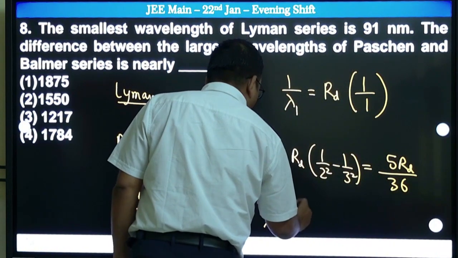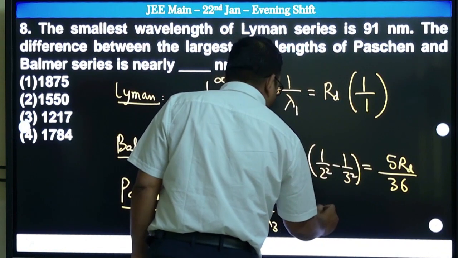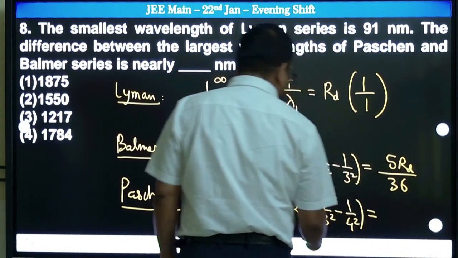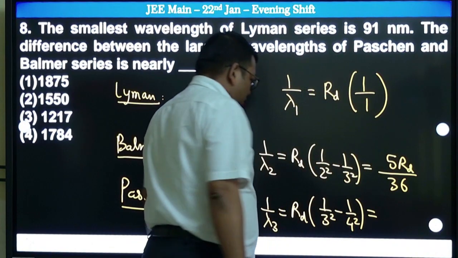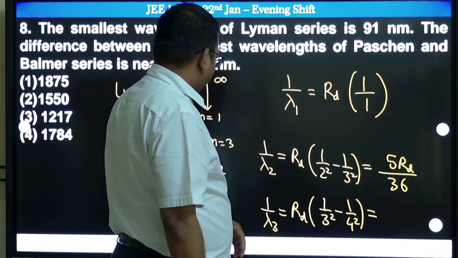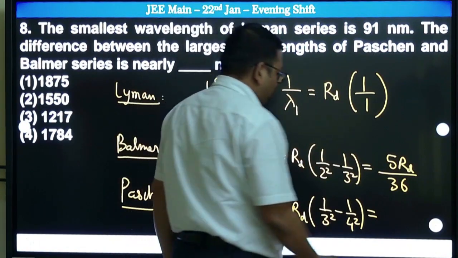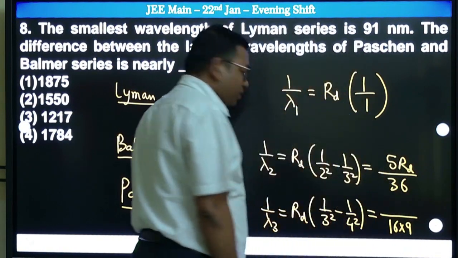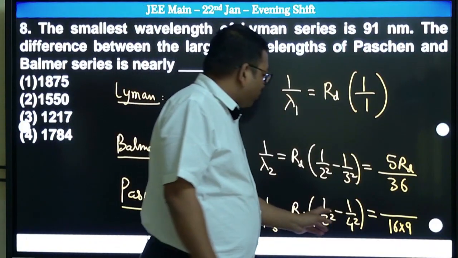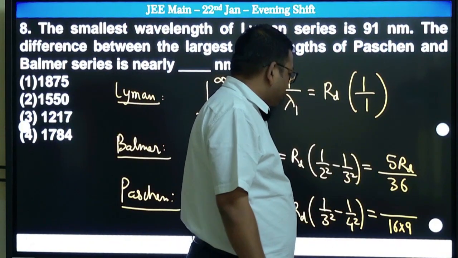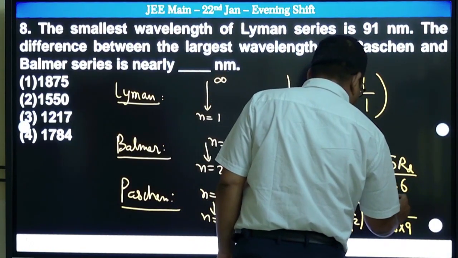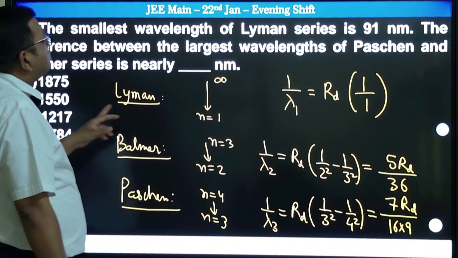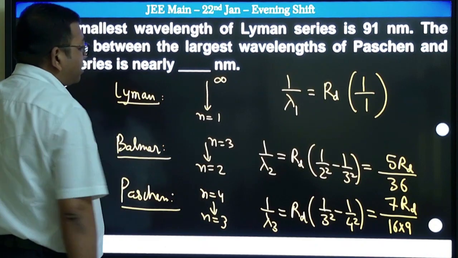Here, the Rydberg constant times 1 by 3 square minus 1 by 4 square. So 3 square is 9 and 4 square is 16. 16 into 9 is 144, we can take that, and 4 square minus 3 square is 16 minus 9, which is 7. So 7 times the Rydberg constant. So we got this. Now they are asking for the difference of lambda 2 and lambda 3.